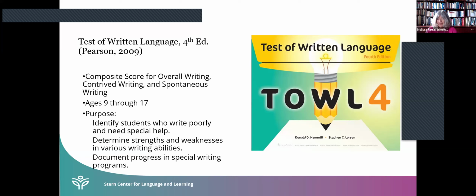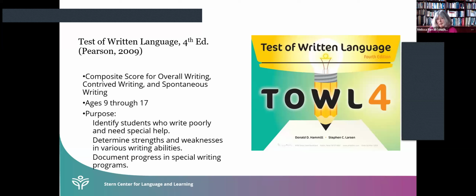So the Test of Written Language looks at writing in two different ways, which is actually kind of nice. There's something called contrived writing, which are a variety of sentence-like tasks, some of which require punctuation and the ability to read. And then there's a story that kids write in response to a picture prompt. This particular edition covers ages 9 through 17, and their research tells us that it's to identify students who write poorly and need special help, that it will help you determine strengths and weaknesses in various writing abilities, and that it will help you document progress in special writing programs.